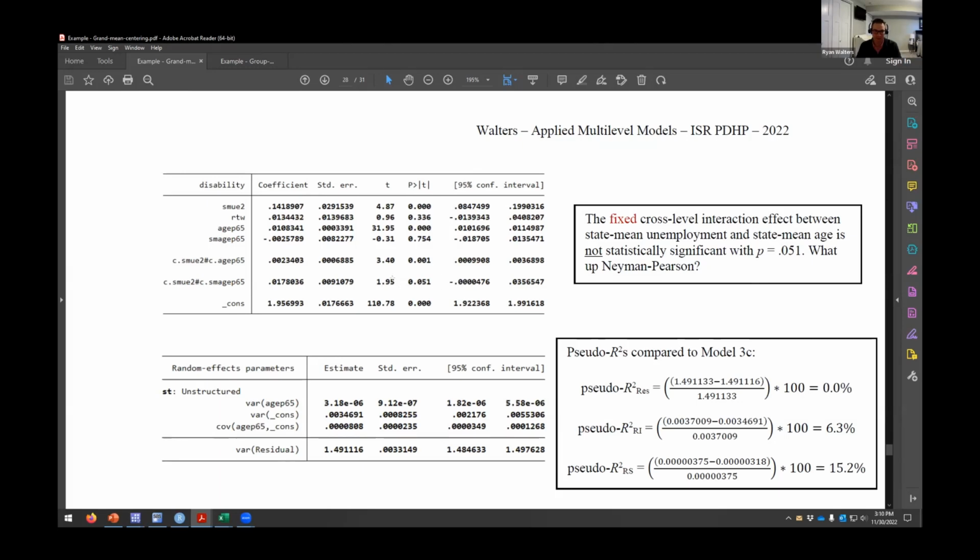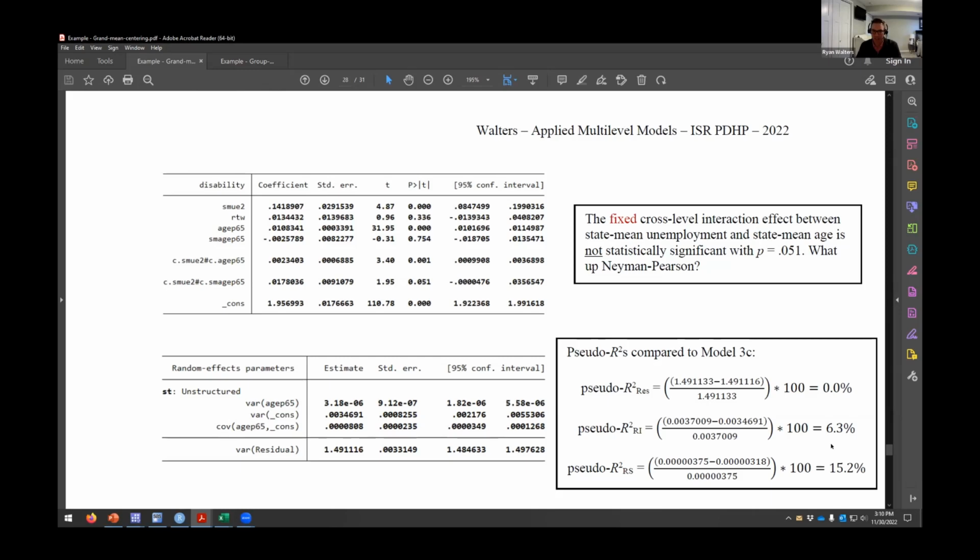Sorry, fixed effect. So again, we can see that it's still statistically significant. So now this is no longer a convergence effect. Every 1% higher unemployment increases the age effect by 0.0023. That's still statistically significant. So state mean unemployment statistically significantly moderates within-person age.